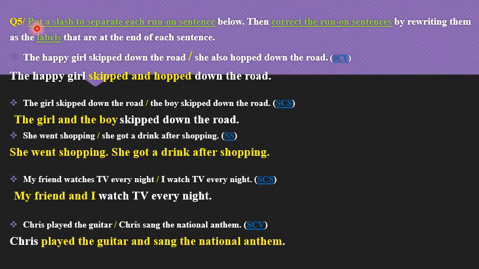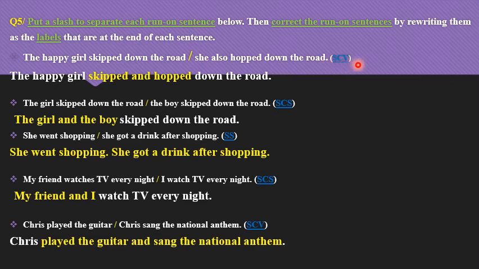Question 5. Put a slash to separate each run-on sentence below, then correct the run-on sentences by rewriting them as the labels that are at the end of each sentence. So I'm going to correct the run-on sentences for you guys, okay? First of all, what are we going to do? We're going to put a slash to separate the two sentences from each other. The happy girl skipped down the road. She also hopped down the road. So I'm going to change it after I put a slash, of course. I'm going to change it to what is required from me.